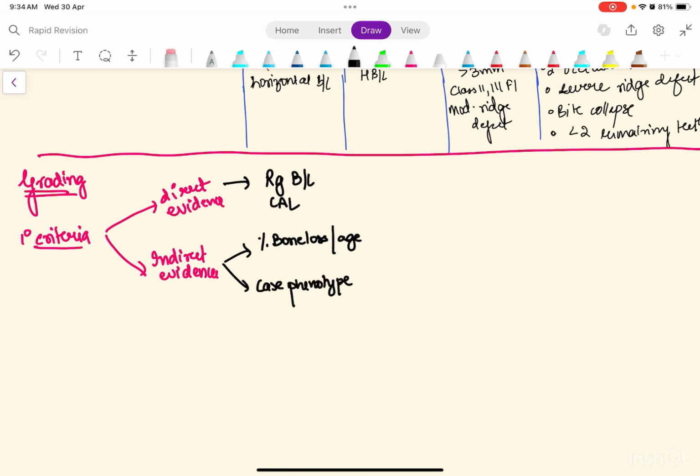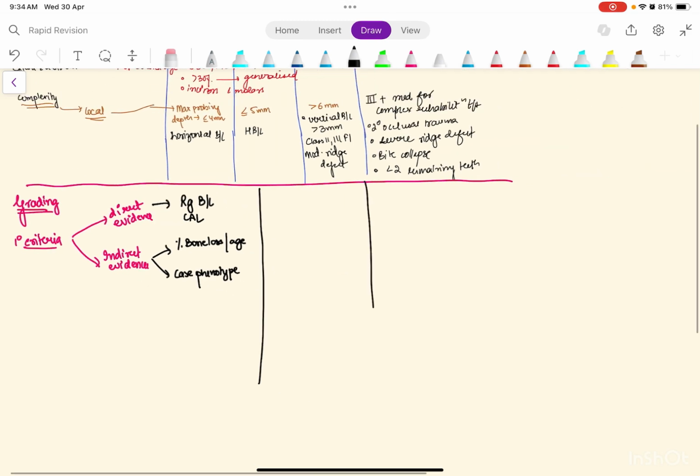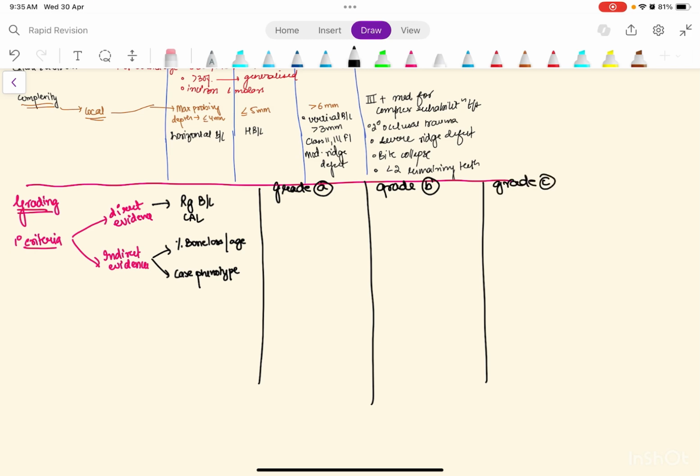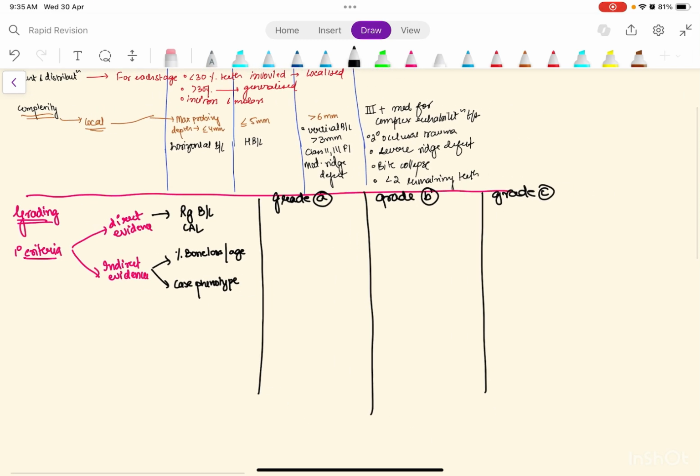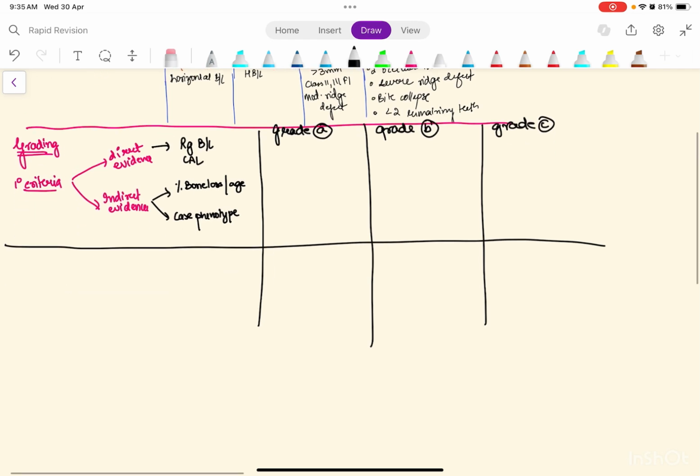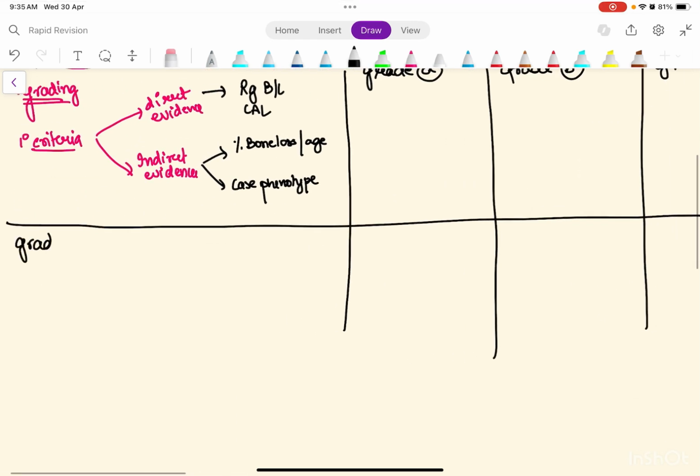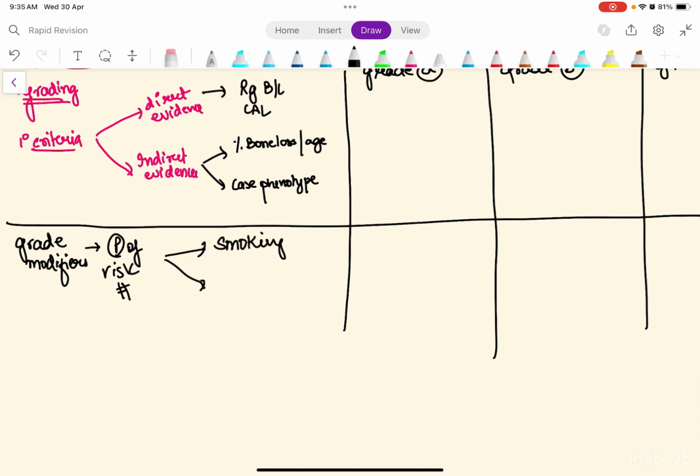Now I want you to know that in grading we have only three grades. We have grade A, then grade B, and then grade C. Then the second criterion is the grade modifier. This is basically the presence of risk factors, specifically smoking and diabetes mellitus.